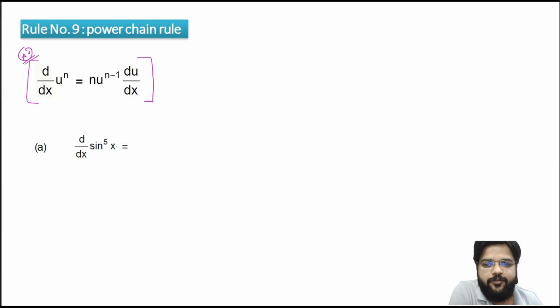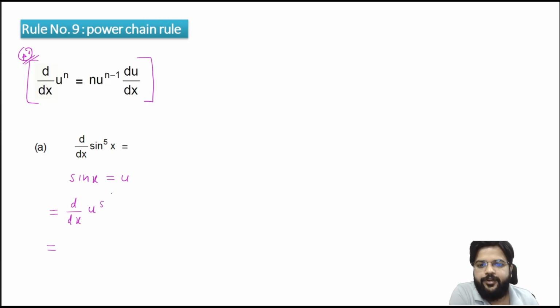Here we have sine power 5x, and we want to differentiate this. So what will we get? Let's see. We want to differentiate sine power 5x. Sine x is the function, so it is u here. Now the next thing is dy by dx. We replace sine x with u, so we have u power 5, correct?